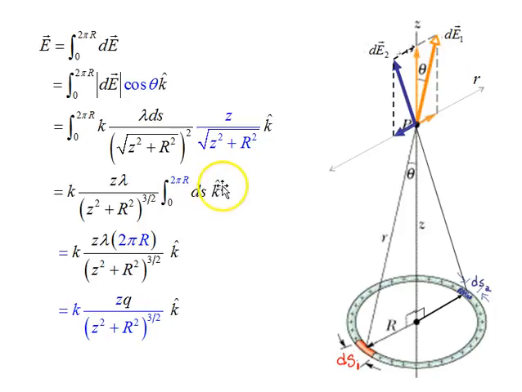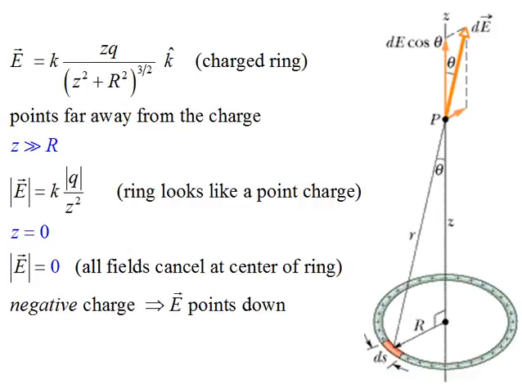These k's are different here. This is our unit vector in the z direction, k hat, 1 in the z direction. This is our electrostatic constant k. When we do our integration, then we multiply by 2 pi r. Well, lambda times 2 pi r is in fact the total charge, so we get our electric field is equal to our electrostatic constant, z over z squared plus r squared to the 3/2, times our charge q in the k direction. So to summarize, we found the electric field due to a charged ring along the central bisector of the ring axis.